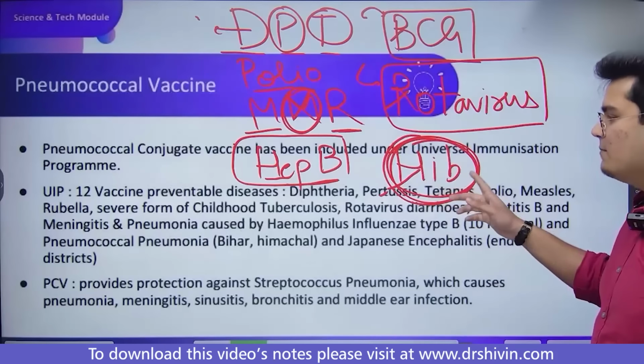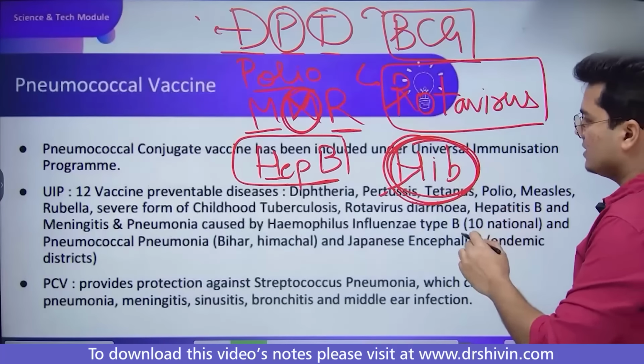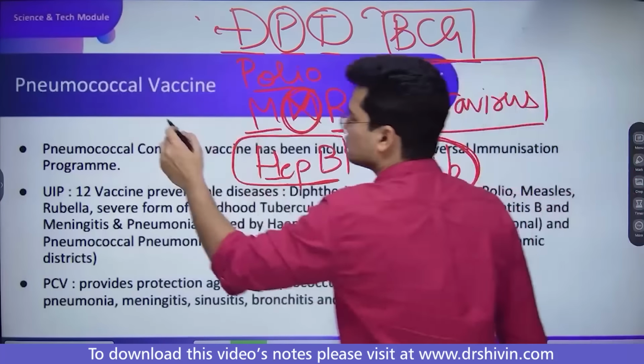Haemophilus influenza type B क्या करता है? Haemophilus influenza type B can cause two diseases, either pneumonia, which happens in the lungs, or meningitis. Meningitis happens in the brain. All of this information is written in the slide. So these are 10 diseases covered in India's universal immunization program.